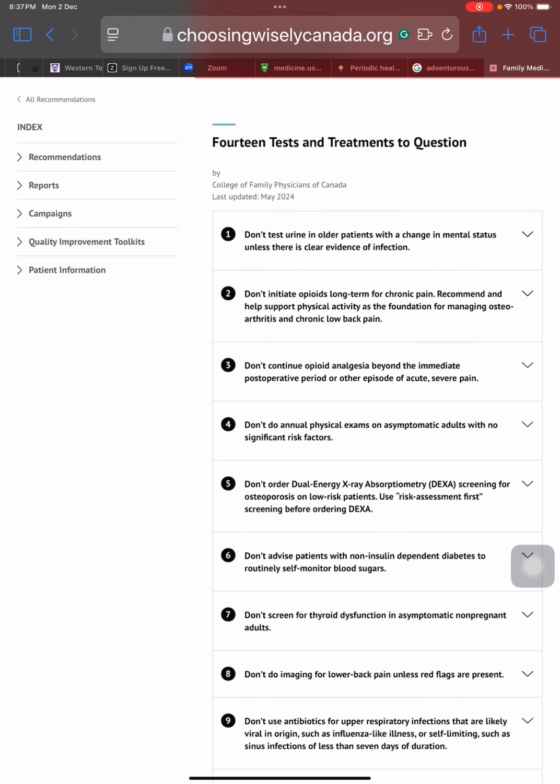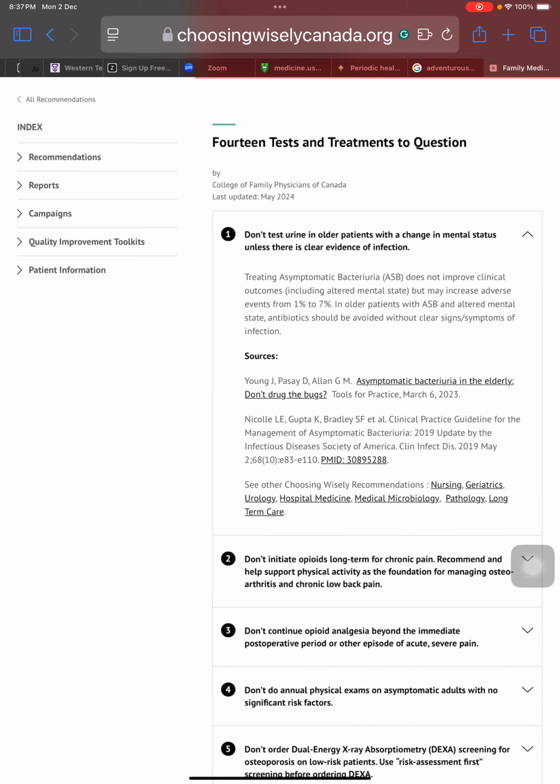It says don't test urine in older patients with a change in mental status unless there is clear evidence of infection. If you don't understand why, you can read this. Treating asymptomatic bacteriuria does not improve clinical outcome but may increase adverse events from 1 to 7% in older patients with asymptomatic bacteriuria and altered mental status. Antibiotics should be avoided without clear signs and symptoms of infection.